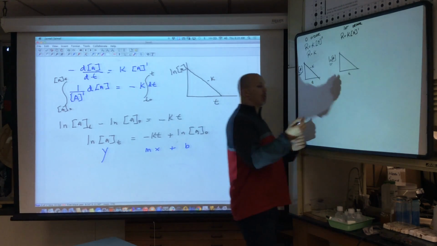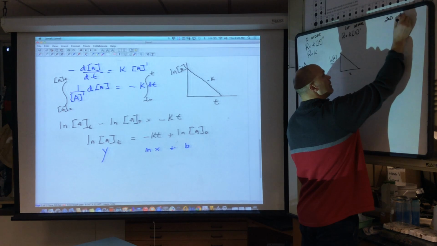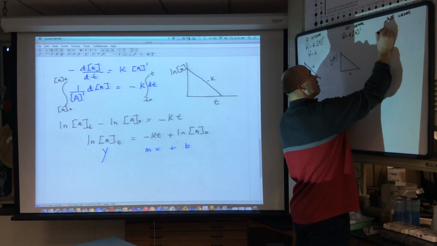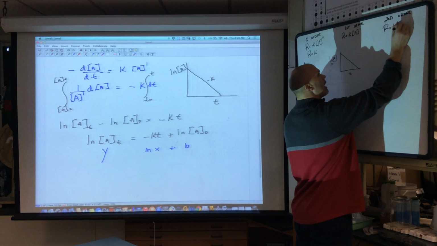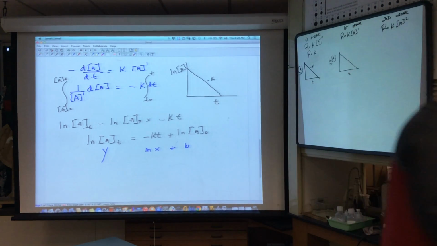Now we have second order. Now second order is R equals k[A] squared. So let's do that quickly.